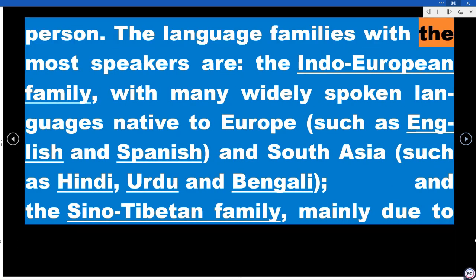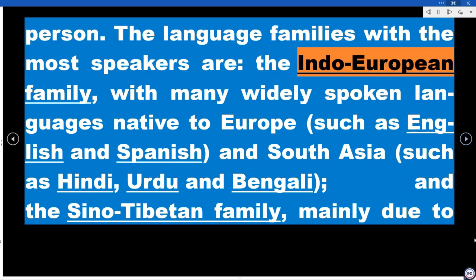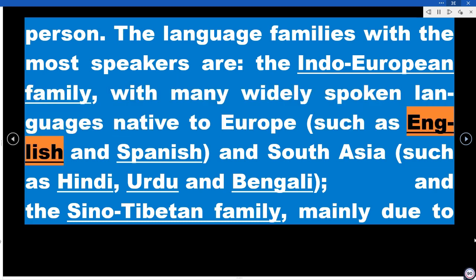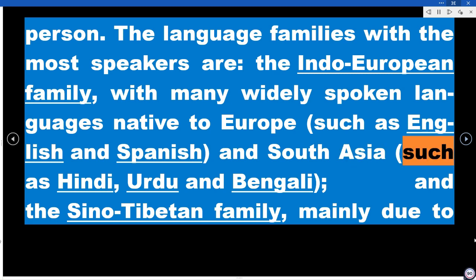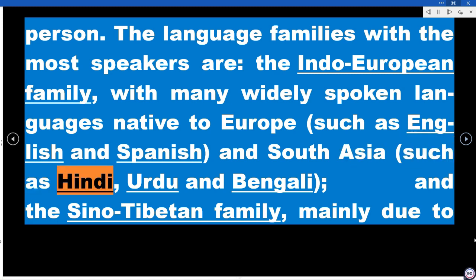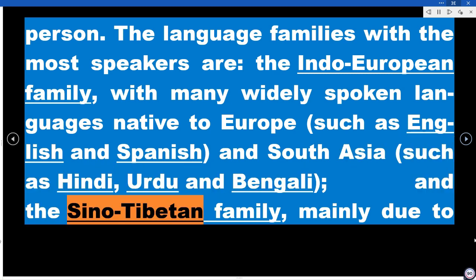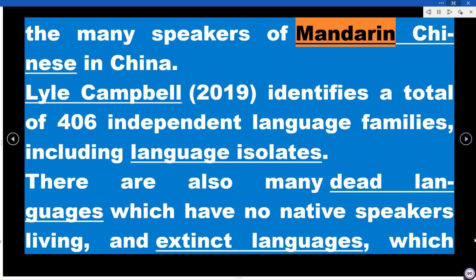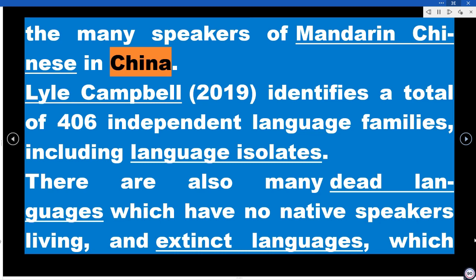The language families with the most speakers are the Indo-European family, with many widely spoken languages native to Europe, such as English and Spanish, and South Asia, such as Hindi, Urdu, and Bengali, and the Sino-Tibetan family, mainly due to the many speakers of Mandarin Chinese in China.